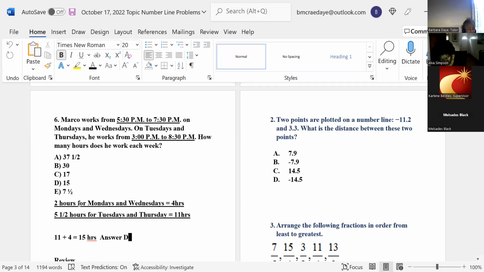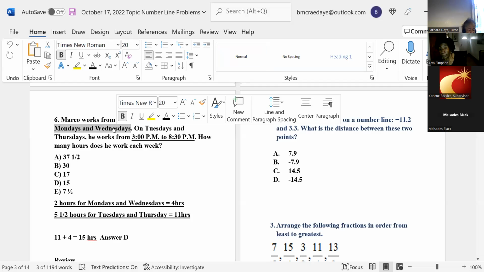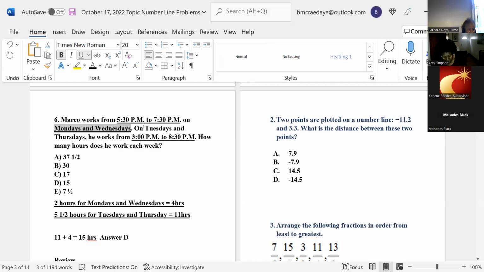That's the catch, yeah. That's why you gotta read. Mondays and Wednesdays, 2 days, right? Tuesdays and Thursdays, another 2 days, right? Yeah. So each one of these hour intervals, you've got to multiply by 2, right? Because you're talking 2 days. Alva, you follow? Yes, Miss Barbara, I'm writing it in my notebook in the meanwhile.